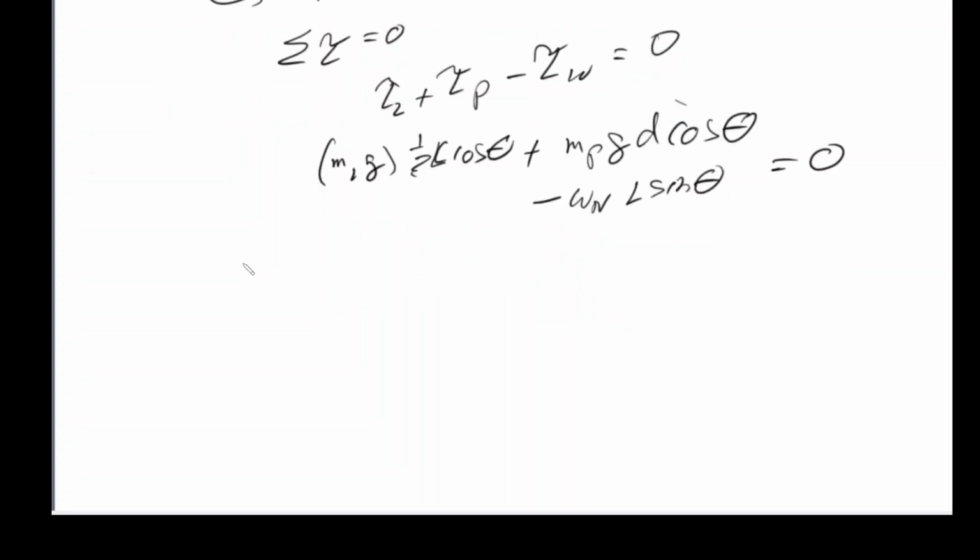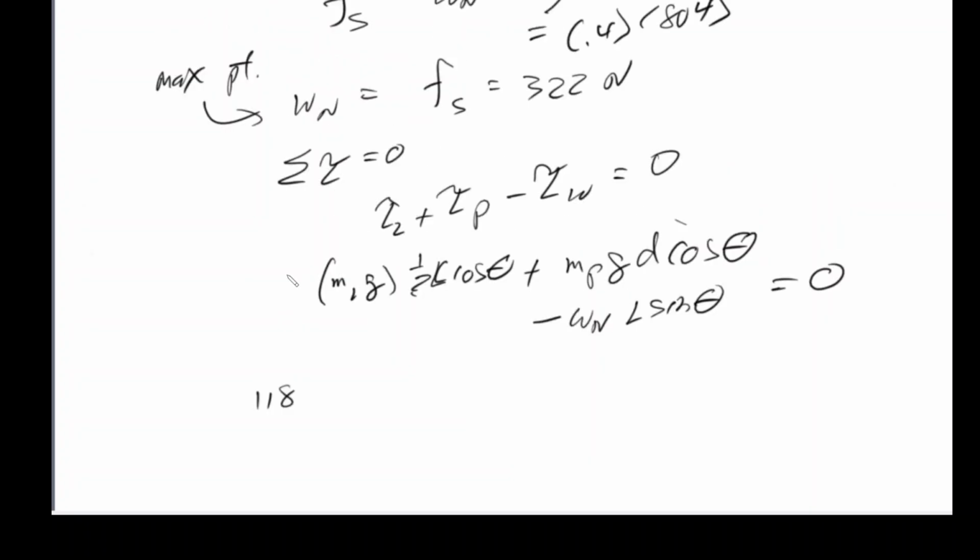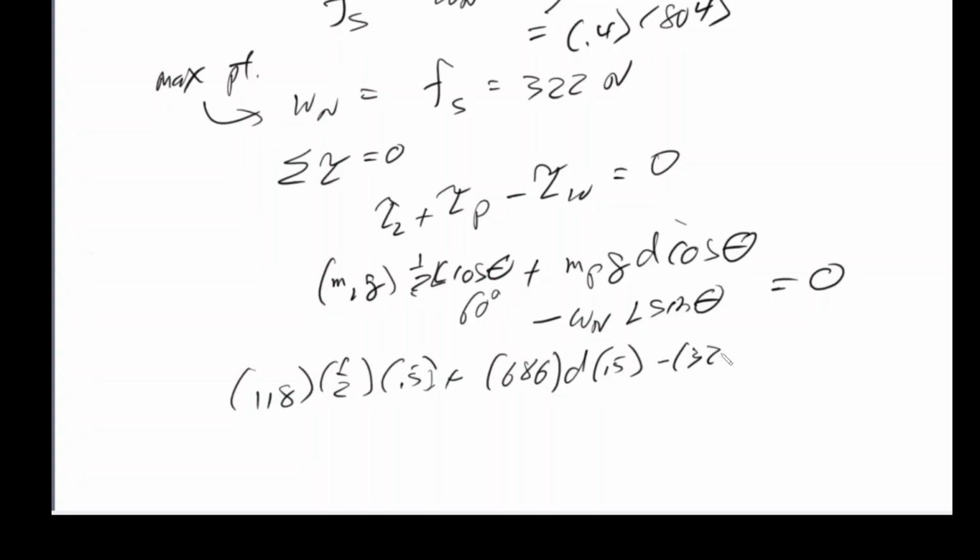So we can put these amounts in. So we have the weight of the ladder times 1/2, and the cosine of 60 degrees is 0.5, plus the weight of the person, 686, times d, times the cosine, which is 0.5, minus 322, times the length of the ladder, which is 5 meters, times the sine of 60, which is 0.87, equals 0.